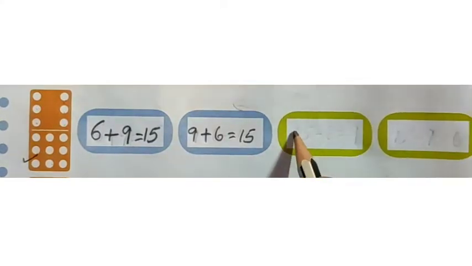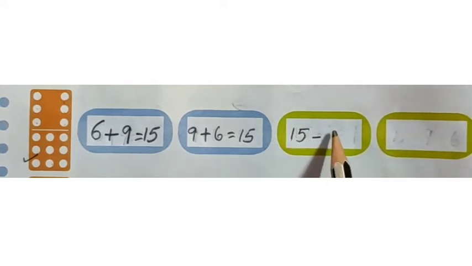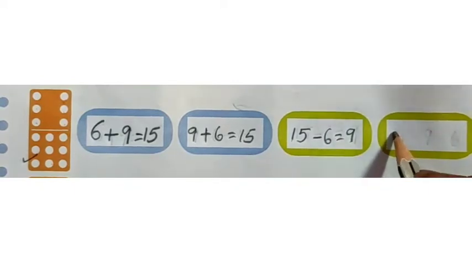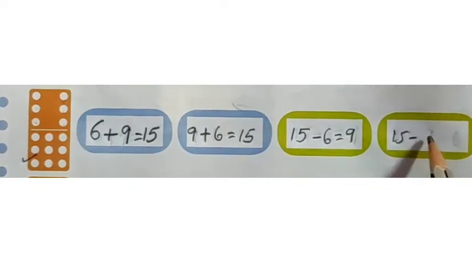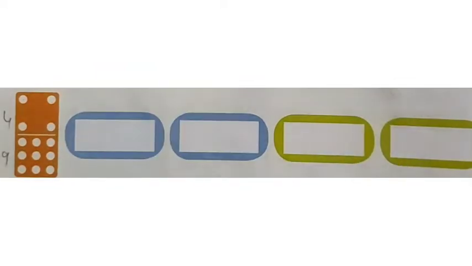In subtraction always the first number should be a big number. Write down 15 minus 6 equal to 9 and again undo their positions. 15 minus 9 equal to 6. So here we got two addition facts and two subtraction facts. Now let's move on to the third question.